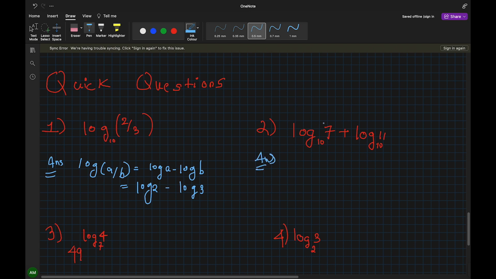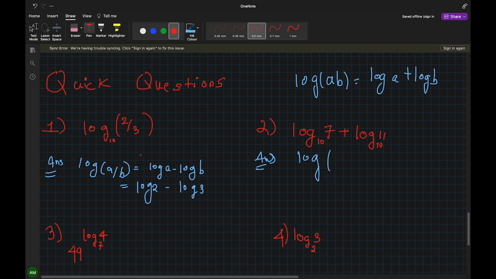Next, this is called the reverse property. Do you remember I told you log of a into b is equal to log of a plus log of b? Now this is log of a plus log of b, and I will bring it ulta. So I will write it this way when they have given the log 2 and log 3 values, so I'll keep it.